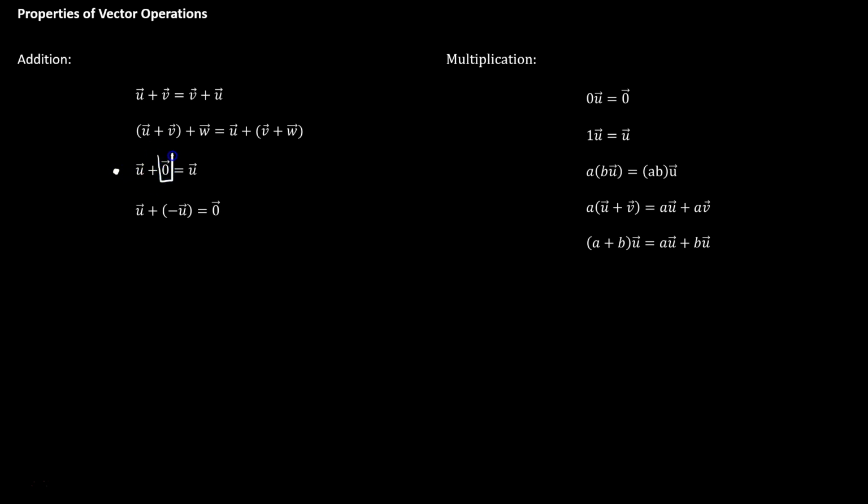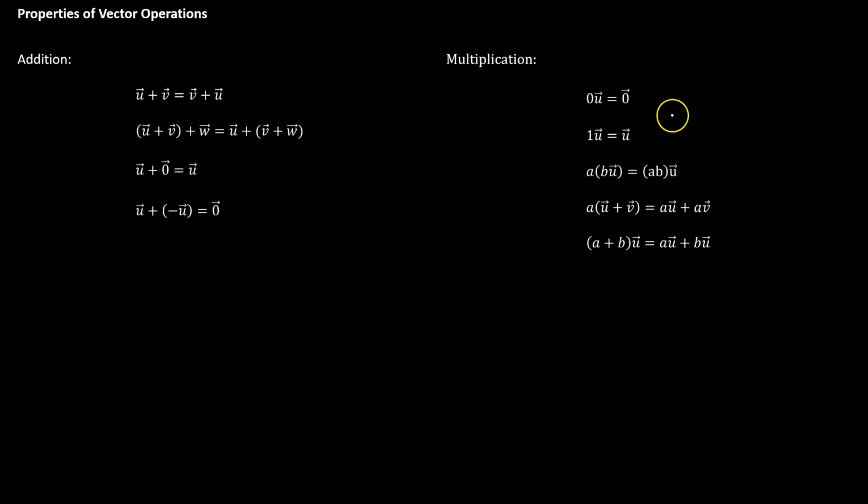Next we have the zero vector. This is not a scalar, this is a vector. I know that because it's got an arrow on top. When you add the vector u to the vector 0, you get the u right back. So zero vector is like the identity for addition. And then next we can see that we have the additive inverse. So the vector u plus the opposite of u should give me the 0 vector back. These are all properties we've seen before. We just want to make sure that we understand that they apply to vectors as well.